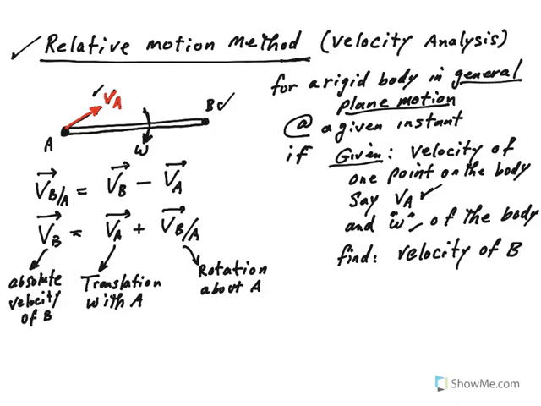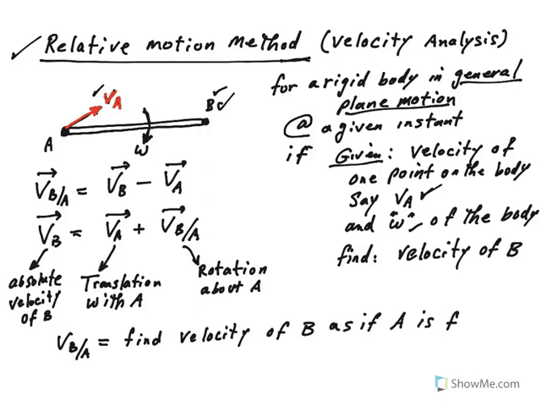And this could be done with respect to any two points on the body. If you know velocity of one point on the body and you know omega of the body, then you should be able to find velocity of any other point, like velocity of B. So let me just explain what this VB slash A mean really. VB slash A basically means find velocity of B, not the absolute velocity, velocity of B as if A is fixed. Okay? And I'm going to show you in the next page what I mean by that. So find velocity of B as if A is fixed. What does that mean?